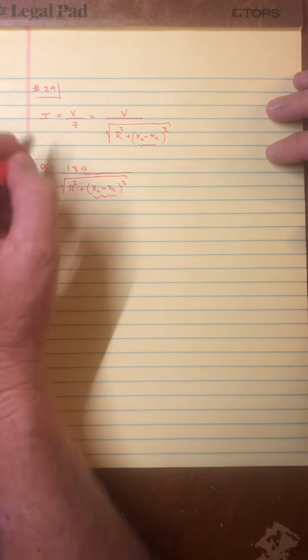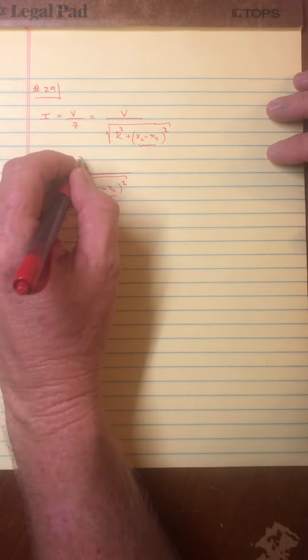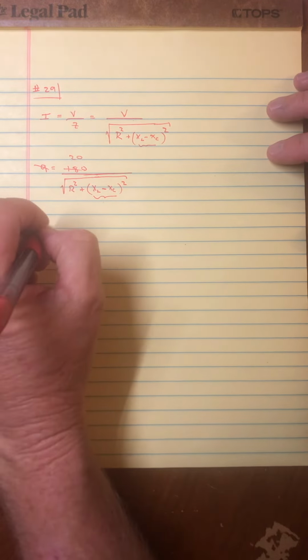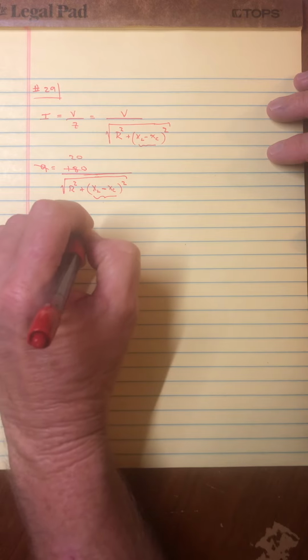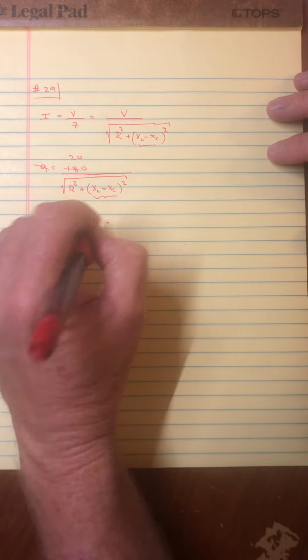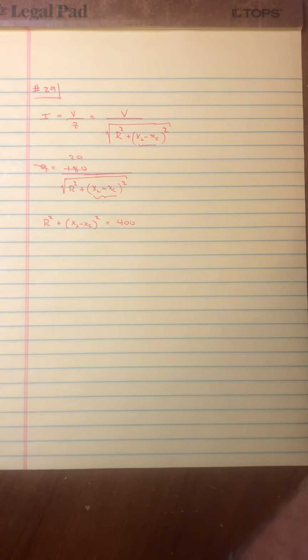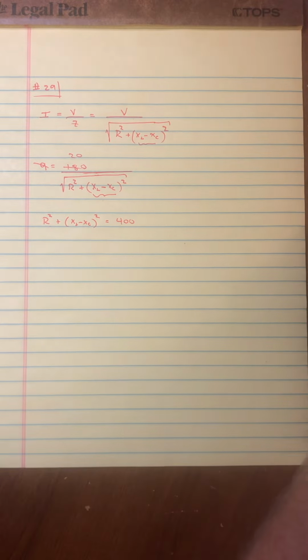In fact, they gave me some nice numbers to work with. If I divide here by 9, that gives me a 20. And if I move this to the other side and square it, I get R squared plus this XL minus XC squared equals, and 20 squared is 400. So here's my 2 unknowns. And then, of course, this 400.